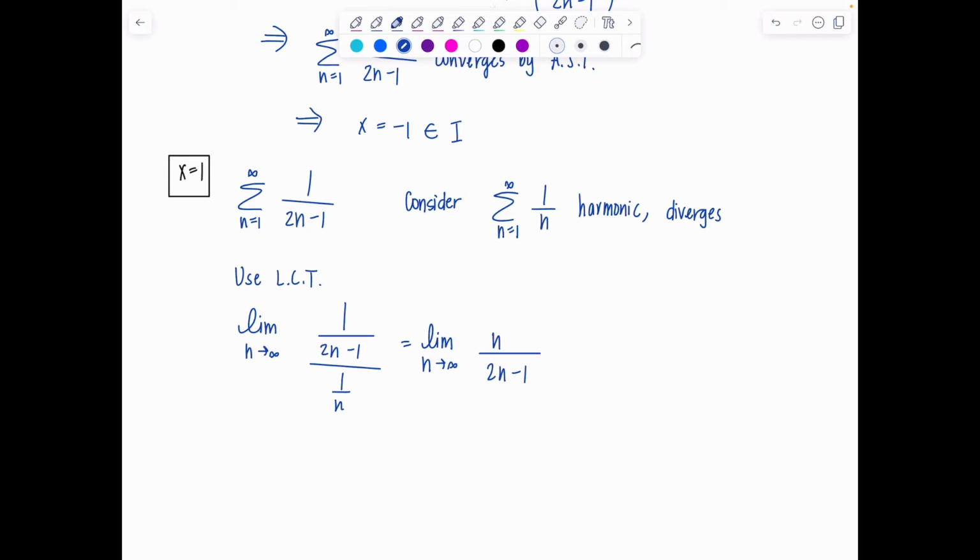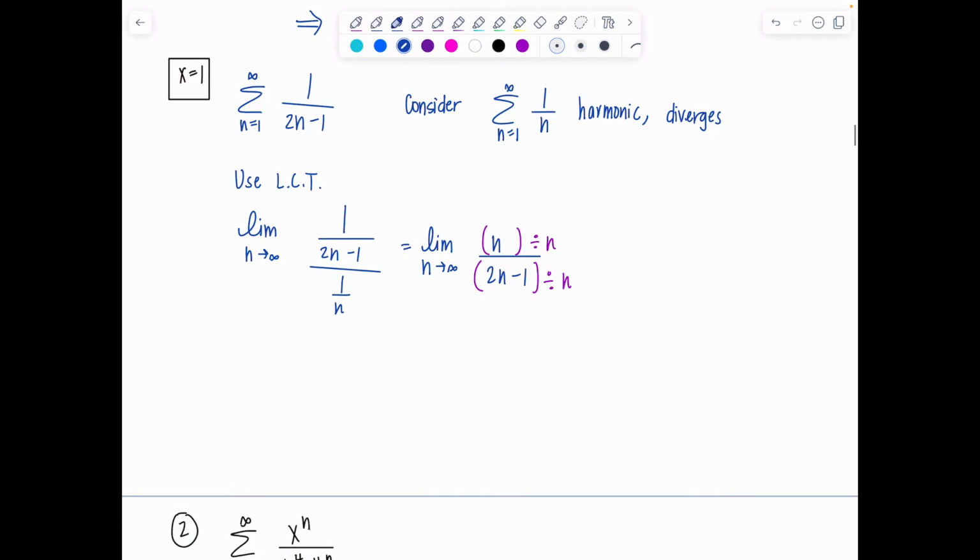And then again, we're in a situation that we just saw a few minutes ago. Top is going to infinity, bottom's going to infinity. No, we're not doing L'Hopital's rule. No, no, no. We're going to divide top and bottom by n. You could write times 1 over n or divided by n. It is the same thing. Do what you like better. So then this is going to be the limit, n goes to infinity of 1 over 2 minus 1 over n. So this goes to 0, and my limit ends up being 1/2.